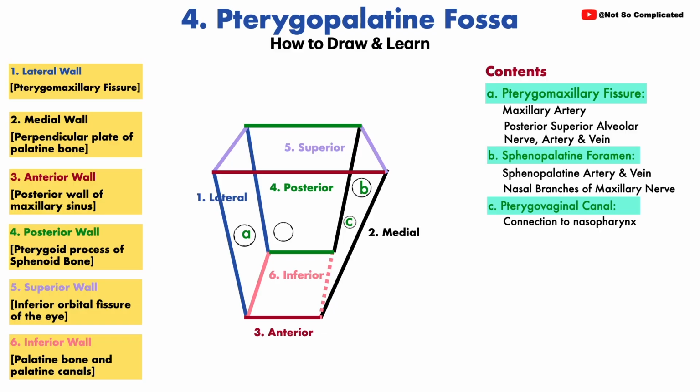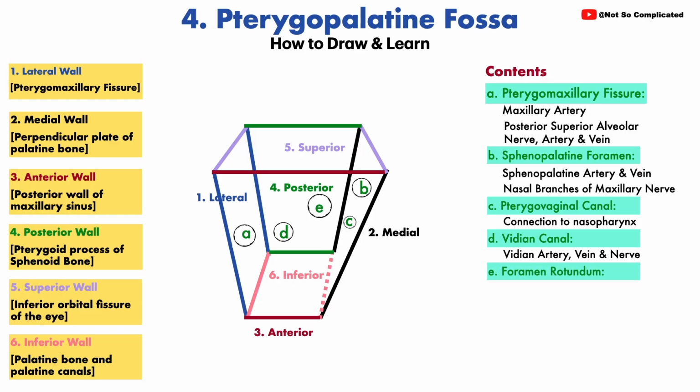And talking about fissures and canals in the posterior wall, there will be a Vidian canal, and obviously by the name there will be Vidian artery, vein, and nerve passing through that, and there will be another canal or fissure in that posterior wall again, and that is the foramen rotundum. You might have heard about this a lot. And through this foramen rotundum there will be the passage of the maxillary division of cranial nerve 5. So if you haven't studied cranial nerve 5, we have a video on that. You can look at that in our channel obviously.